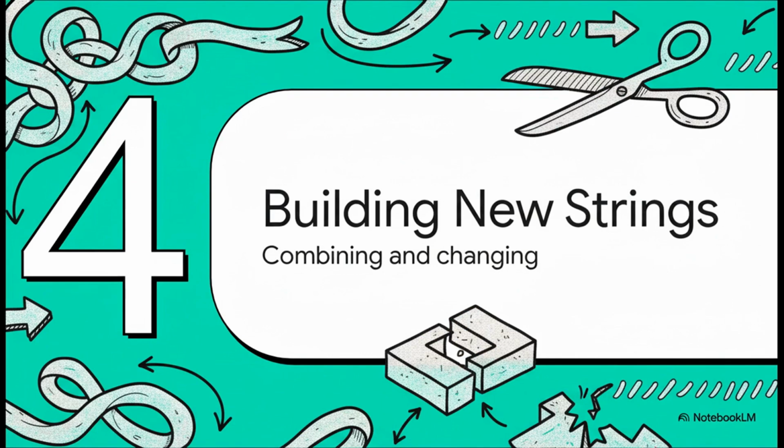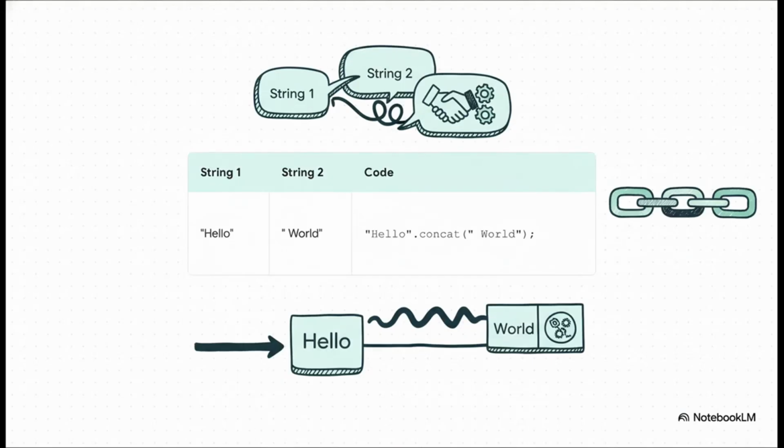Okay, so checking on strings is cool, but what about actually manipulating them? Let's look at a few ways we can combine strings or pull out little pieces of them. If you want to join two strings, you can use the .concat method. It's pretty simple. It just takes the second string and tacks it onto the end of the first one, giving you a new, longer string.